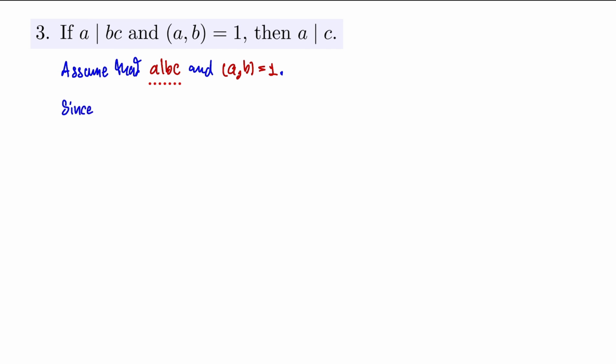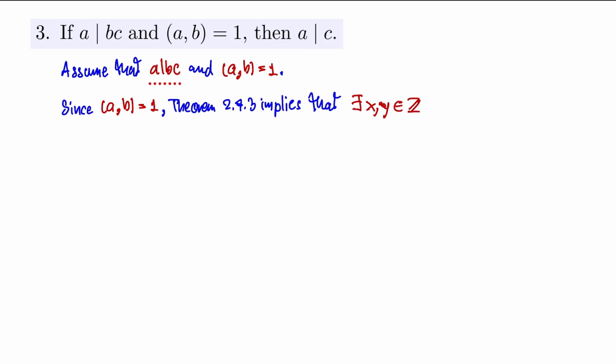Since the greatest common divisor of a and b equals 1, theorem 2.4.3 implies that there exist integers x and y such that ax plus by equals 1. And we have a divides bc, right? Since a divides bc, what do we have?